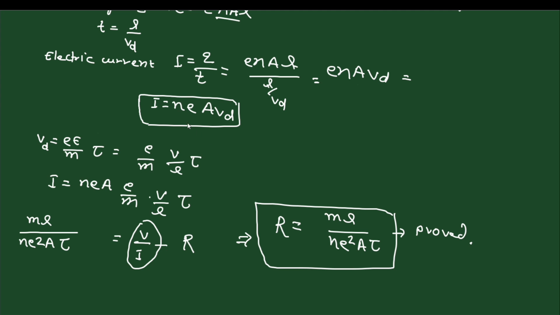Finally, we have derived a relation between electric current and drift velocity, and also deduced this formula in the form of Ohm's law. I think each and every term will be clear.